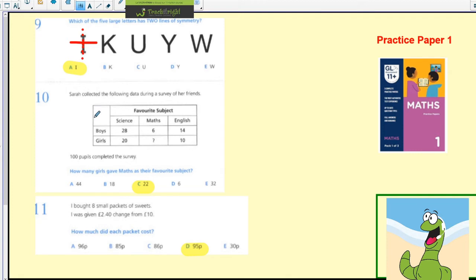Number 10. Sarah collected the following data during a survey of her friends. There were 100 people in total, so fill in the missing area. Well, there's a few ways of doing this. We could total, for example, the number of boys is going to be 28.